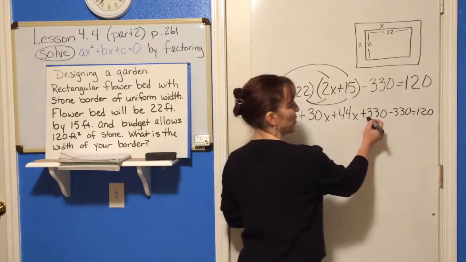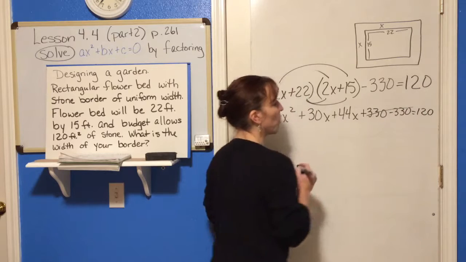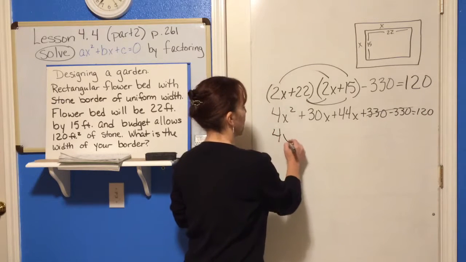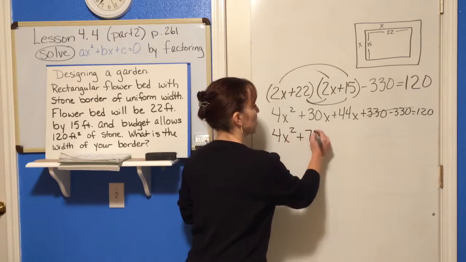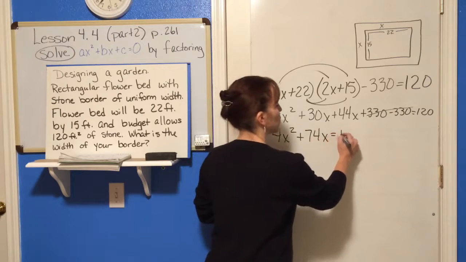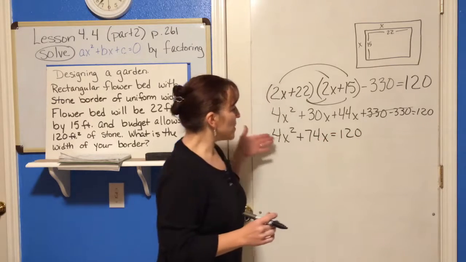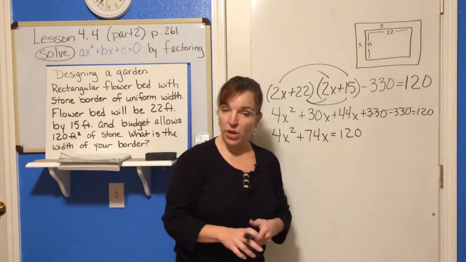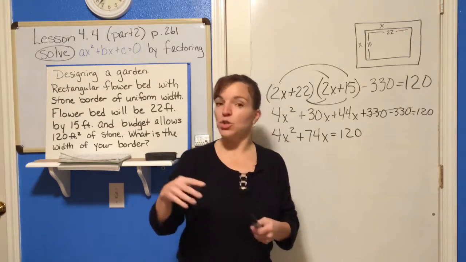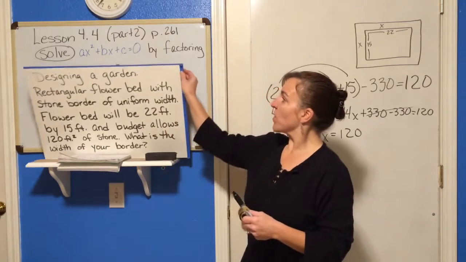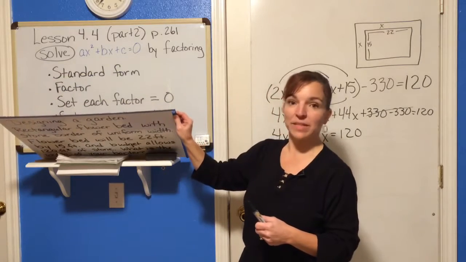Well, that's handy dandy. The 330 minus 330 is going to go away for us. So 4x squared plus 74x equals 120. Now we have quite a simple equation. So now we go back to the steps. We've got it in standard form. Now we simply need to factor it.